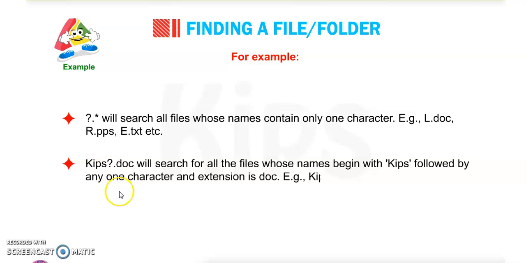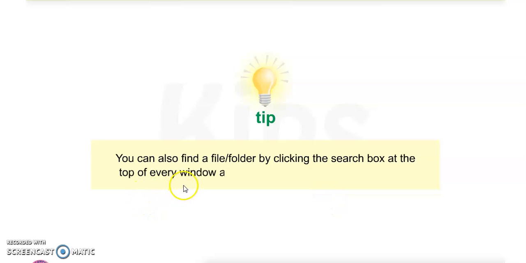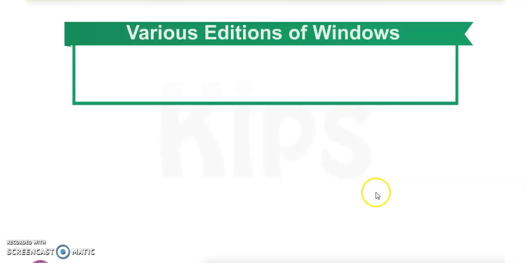Okay, one character, and the extension is only doc. For example, like keep1.doc, keep2.doc, etc. Okay students, now you can also find a folder by clicking the search box at the top of every window and typing the relevant keyword or text.